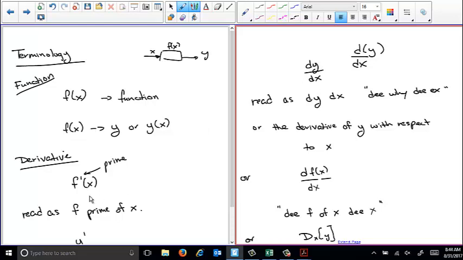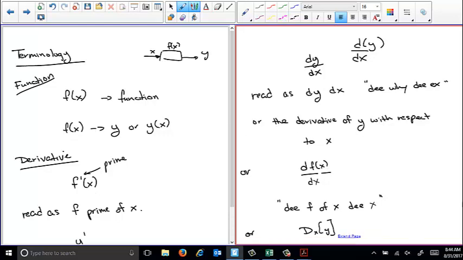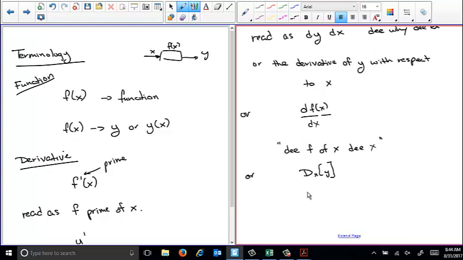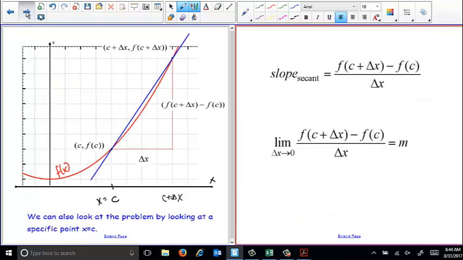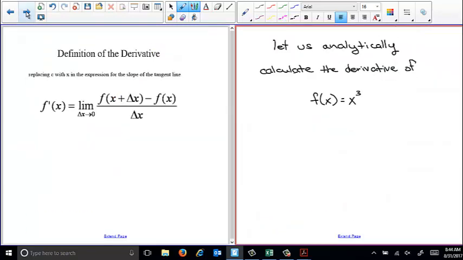For right now, we're just going to say the derivative is f prime of x. Later on, when you see these, I'll talk about it again. If you get into higher level math, they have a capital D, which is a derivative operator. This tells you what variable you're taking the derivative with respect to. But don't worry about those right now.